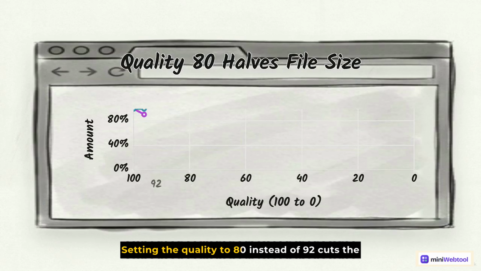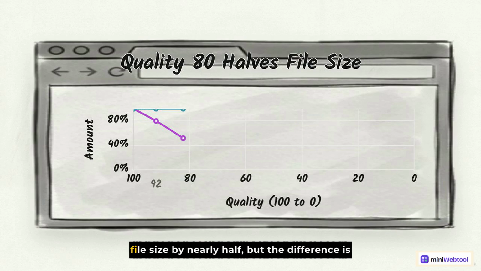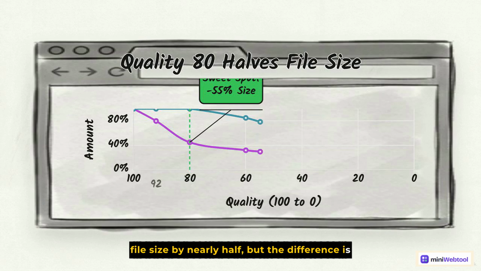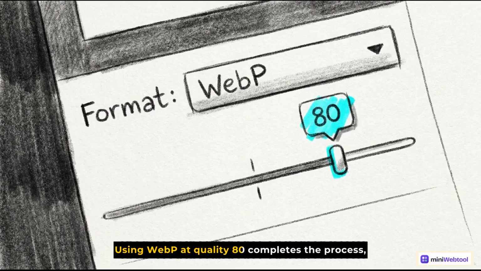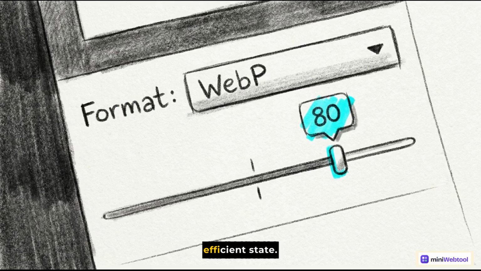Setting the quality to 80 instead of 92 cuts the file size by nearly half, but the difference is generally invisible to the human eye. Using WebP at quality 80 completes the process, compressing the optimized pixel grid into its most efficient state.